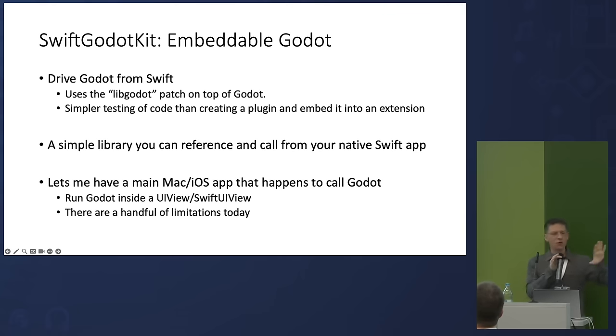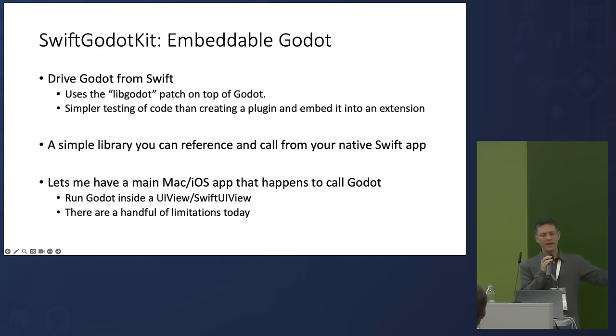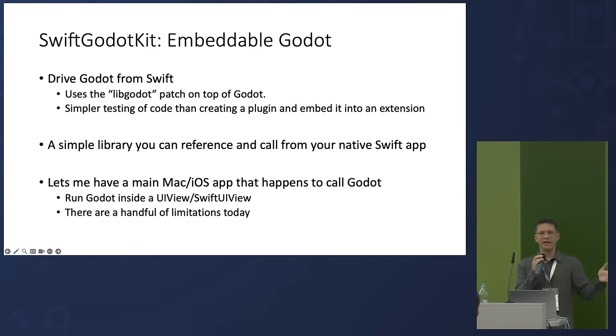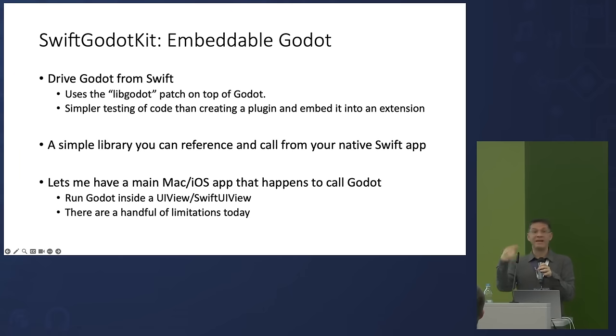Then, in addition to SwiftGodot, which is the framework for adding Swift to your Godot app, I don't have the patience to test this thing and launch Godot, and I don't have hot reload support yet. What I did is take a very nice patch on the pull requests for libgodot. It lets you treat Godot as a library and embed it. I use this for all my testing, but the other advantage is you can build apps that launch Godot. You can just reference it from Swift if you have an app, and it downloads it, compiles it, and you're off to the races.